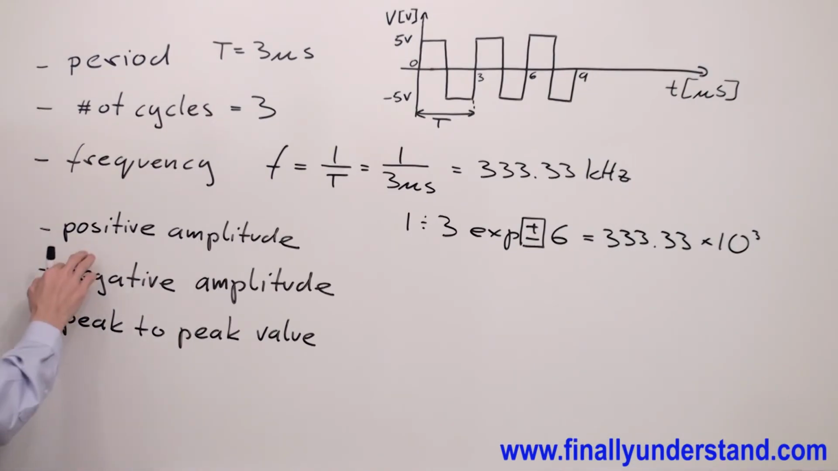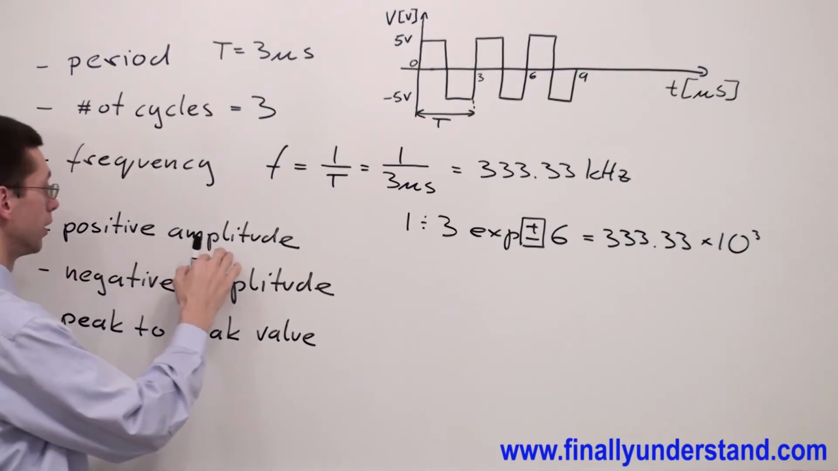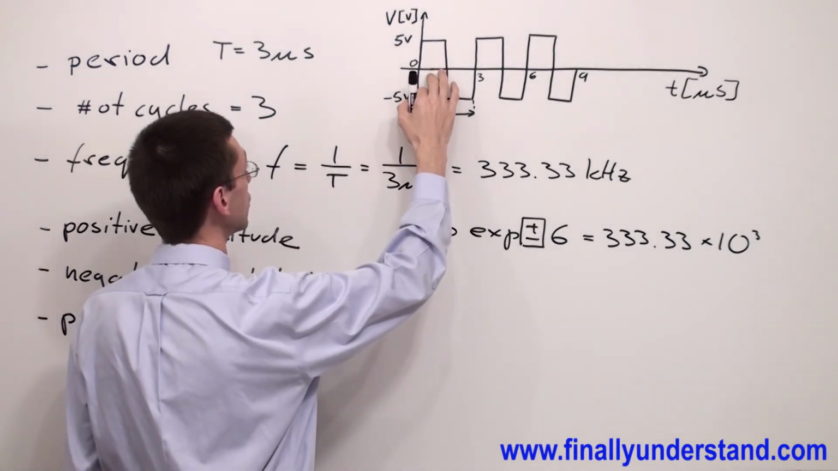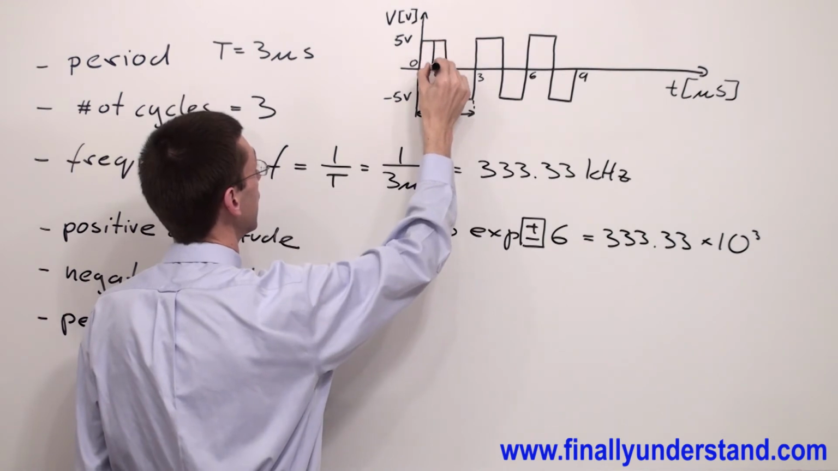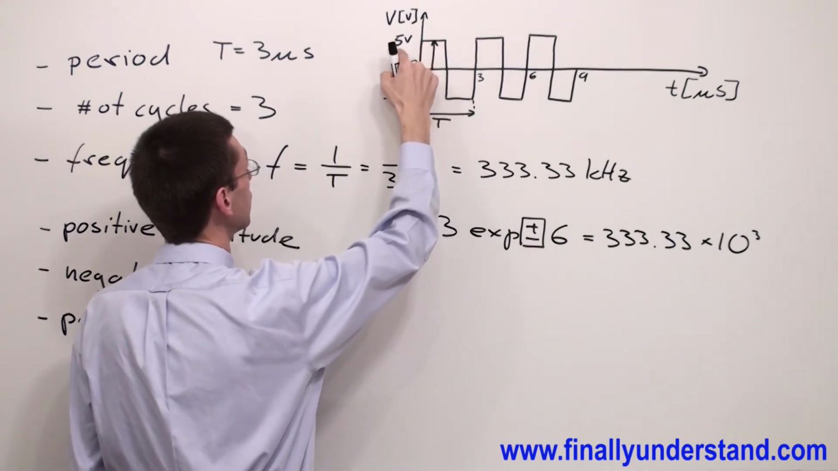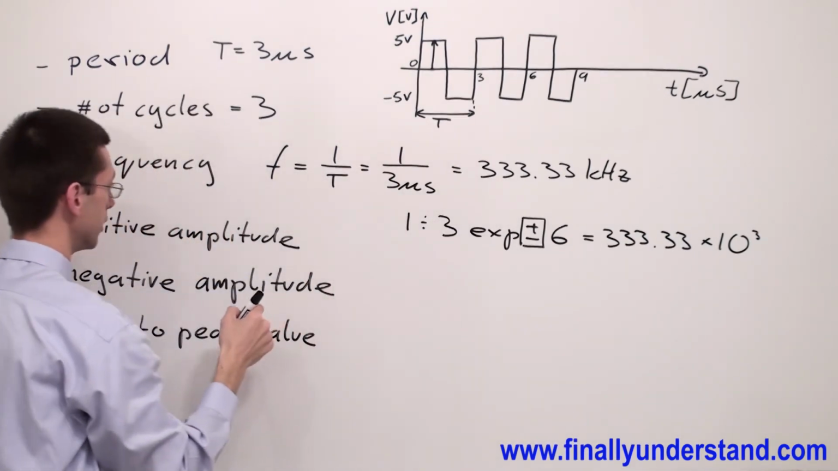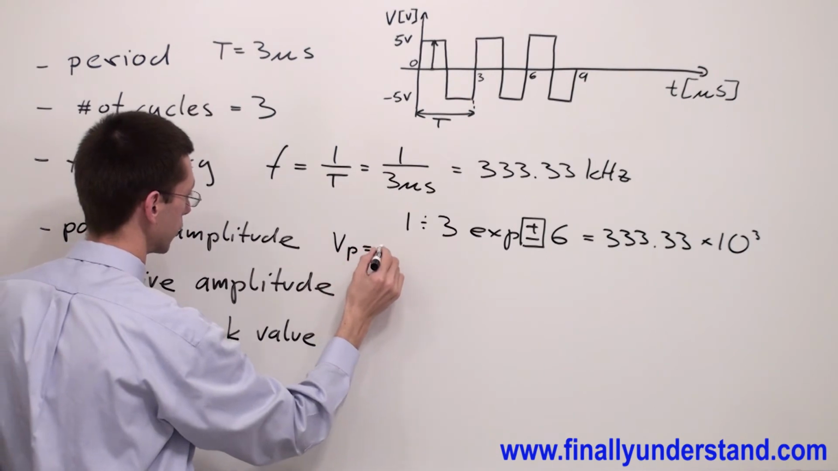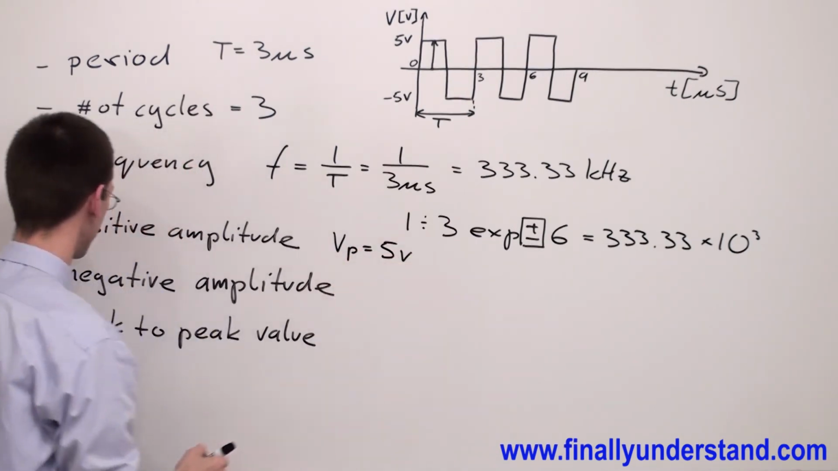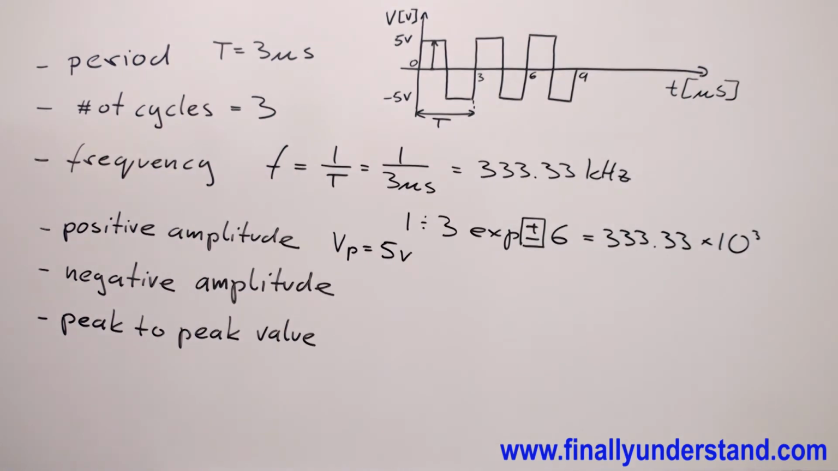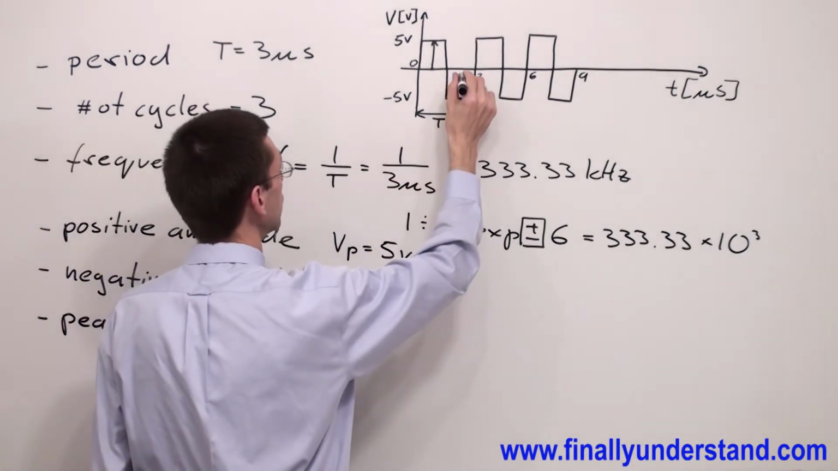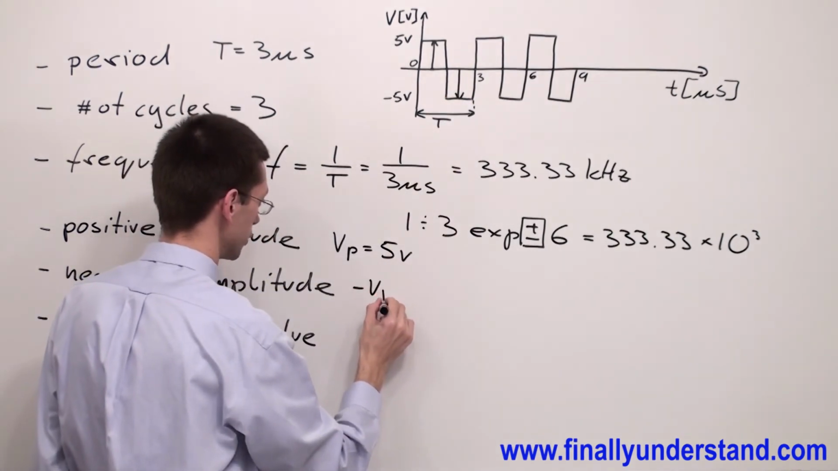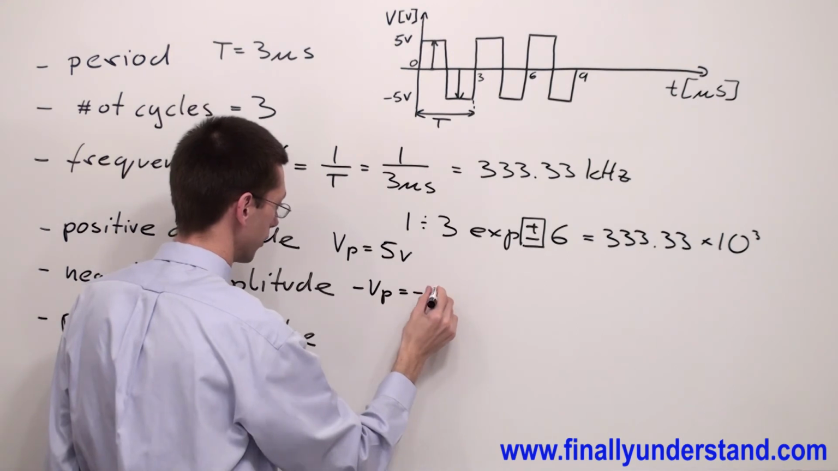Next, we're supposed to find the positive amplitude. Positive amplitude is the maximum voltage measured from 0. Positive max measured from 0. So I have 5 volts. This is my positive amplitude, which is also called voltage peak, equal to 5 volts. Negative amplitude, this is my minimum voltage measured from 0. So negative voltage peak is equal to minus 5 volts.